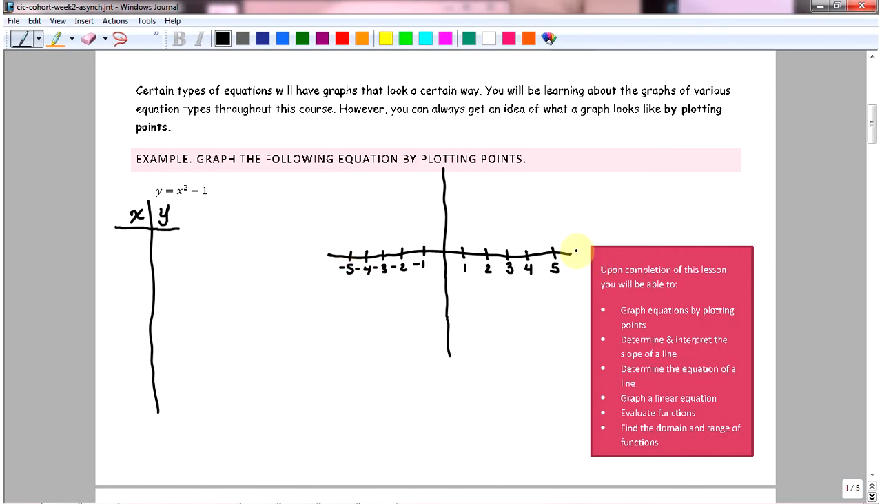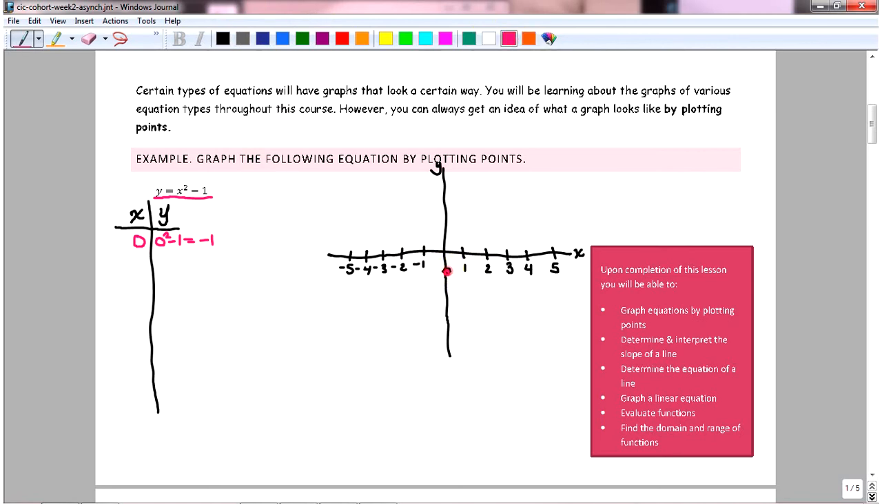Okay, and I'm just going to label my x and my y. All right, so let's start by plugging in numbers. You can choose any number that you want. I like to start at 0 for my x. So to figure out the corresponding y value, notice that y is equal to x squared minus 1. That means I'm putting that 0 in place of x, so we have 0 squared minus 1, which is equal to negative 1. Okay, so my first point is 0, comma, negative 1.